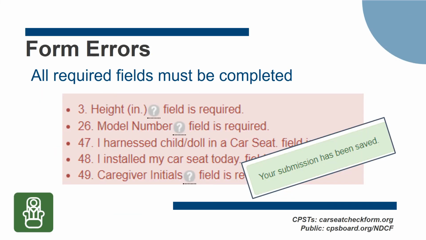If you've attempted to submit your form and you have required fields that weren't answered, you will be prompted to go back and answer those questions. You can toggle between pages, and each of the questions that are required that did not get answered will be highlighted in red so that they're easier for you to find. Once you've answered all of those questions, you can resubmit your form.